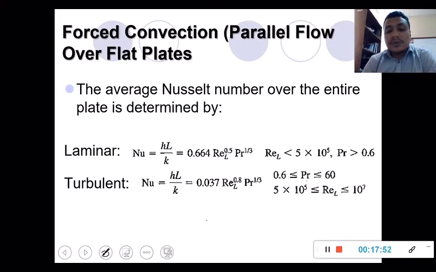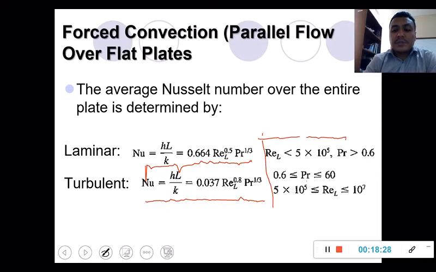Okay, for the Nusselt number also, we have two types of flow for convection. Of course, the Nusselt number will be different for laminar flow and turbulent flow. So this is the formula for the Nusselt number, how we determine the Nusselt number for laminar flow, and the bottom one will be the formula for the Nusselt number in turbulent flow. Again, as you can see, the Reynolds number will be different. If we have a Reynolds number less than 5 times 10 to the power of 5, and the Prandtl number is larger than 0.6, we need to use the Nusselt number for laminar.